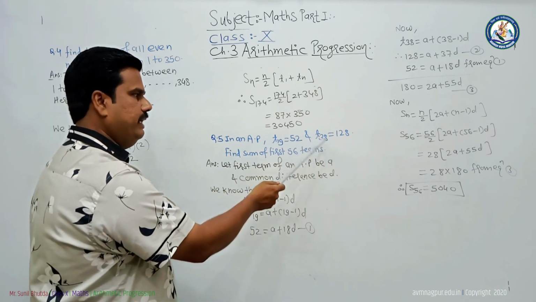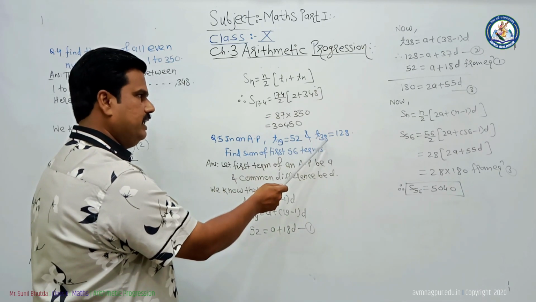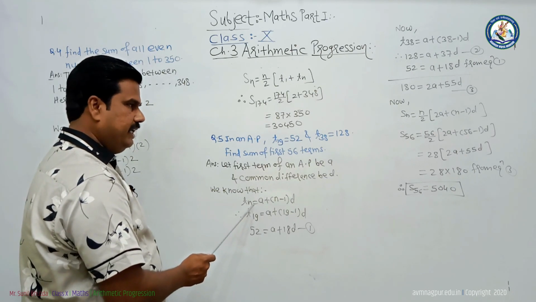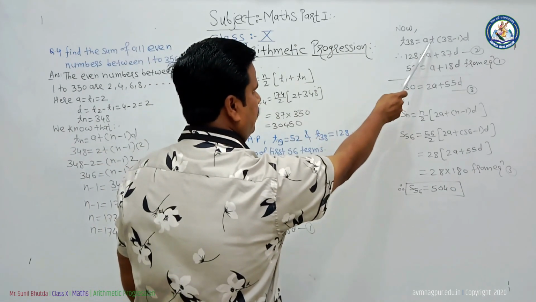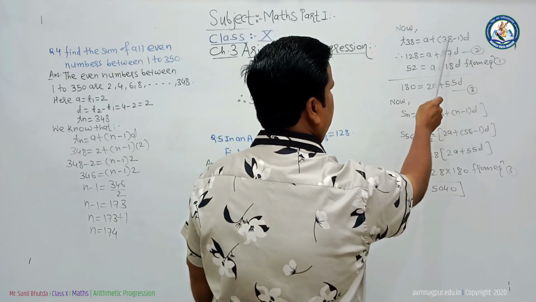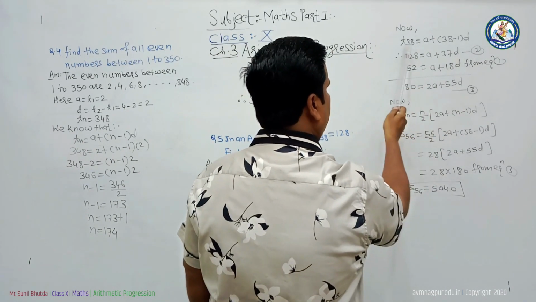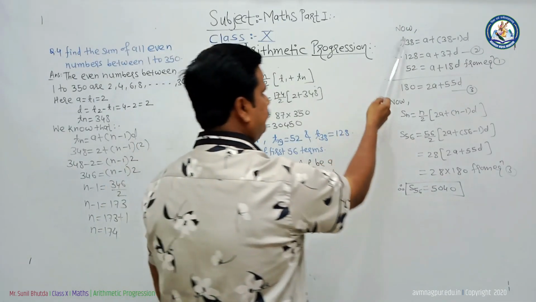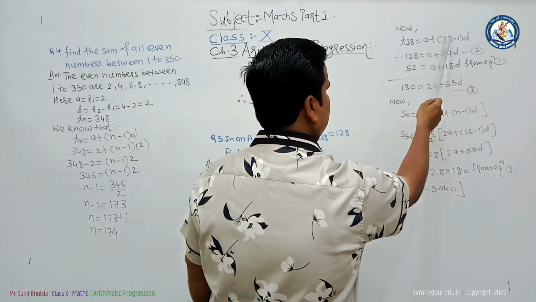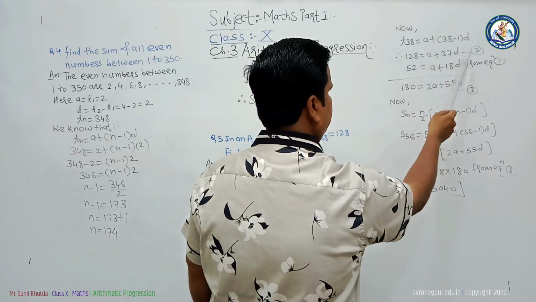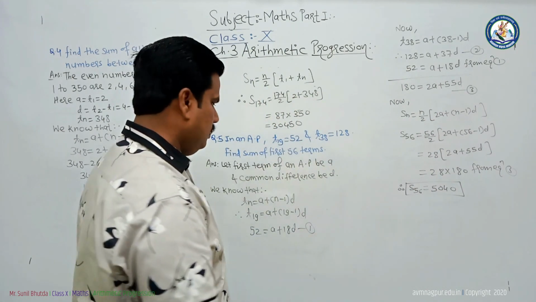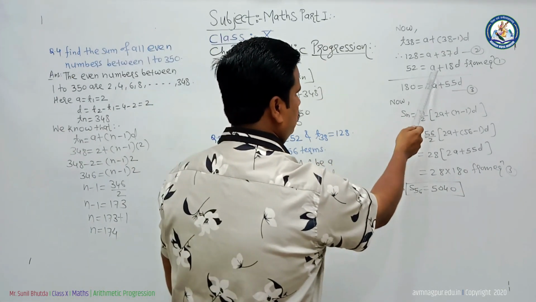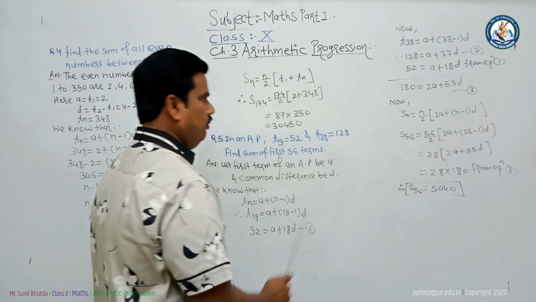Now, T38 is given. Therefore, put small n equal to 38 in our formula Tn. T38 will be equal to a plus 38 minus 1 into d. T38 is 128, so 128 equals a plus 37d. Let this be our equation number 2. Now write down equation number 1: 52 equals a plus 18d.